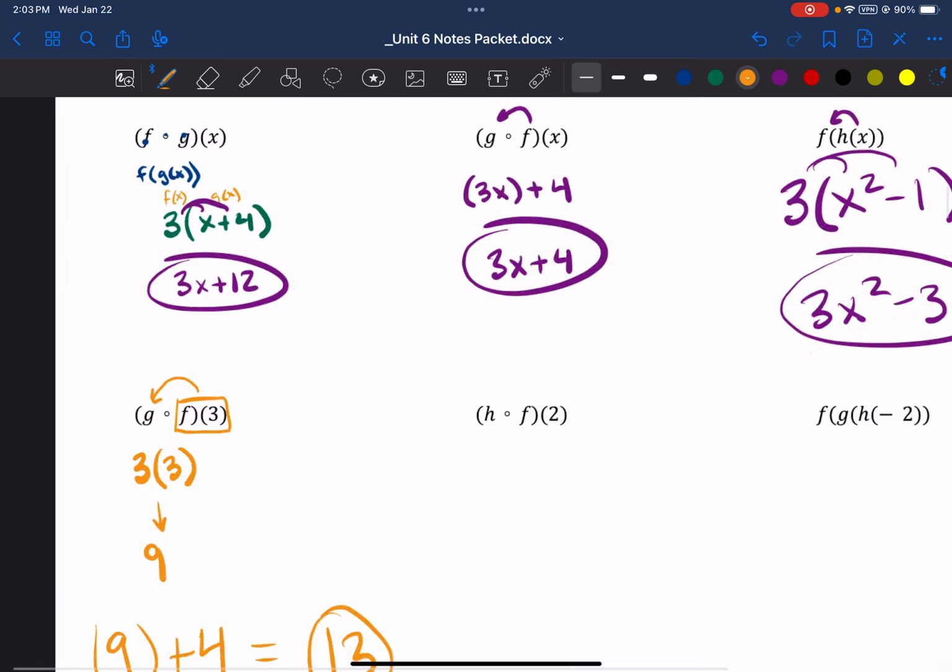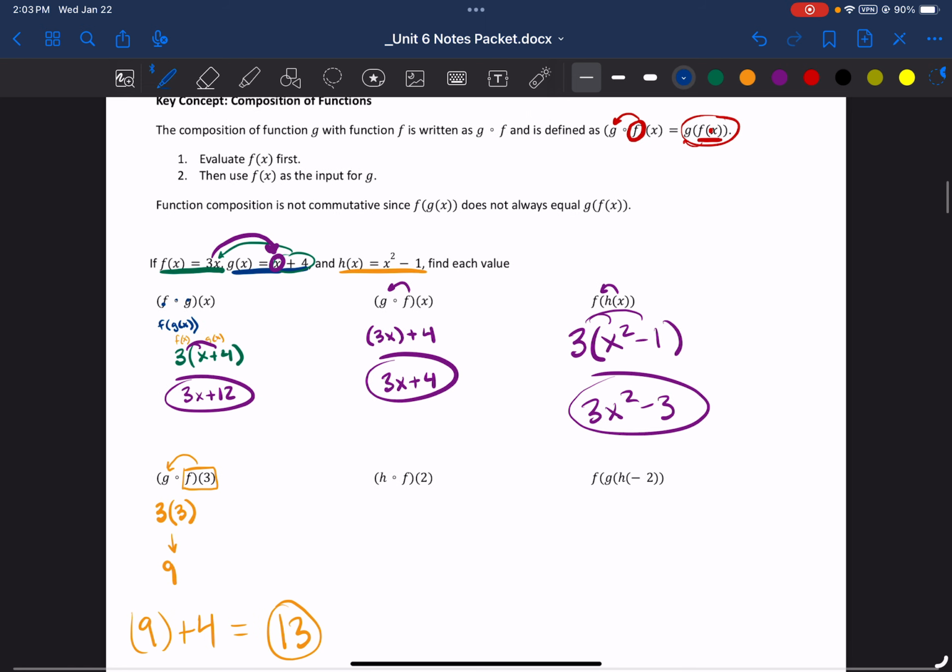Okay, see how I did that? I took a 3. Watch my arrows. Took a 3, plugged it into f, got 9. Took that 9, plugged it into g. And 9 plus 4 is 13.